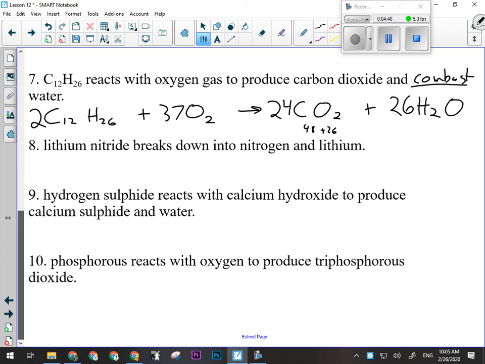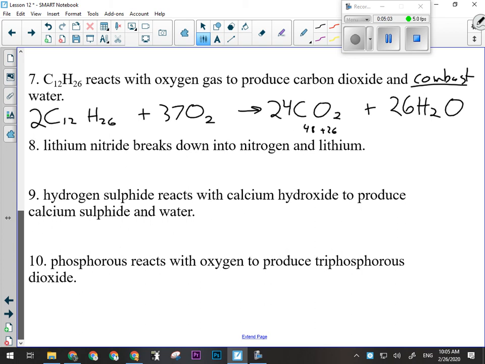Questions on number 7? How many people have done number 8? Let's go over number 8 as well then. This is one of the ones I was talking about before when I was saying it's really important to be on the lookout for special elements that could be part of a word reaction.